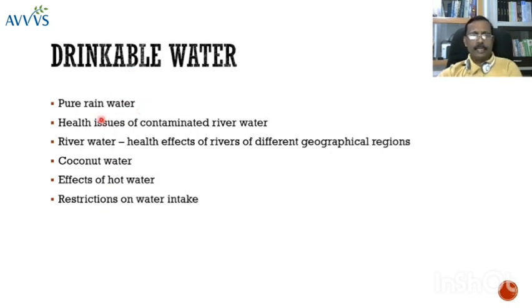While describing drinkable water, descriptions are there regarding what are the health effects of water. I'm not going into details. Pure rainwater, health issues of contaminated river water. Even the peculiarities or health effects of river water differ in different geographical areas in which that river flows. According to the geographical peculiarity of that area, the water will have some differences in their characteristics. So it will bring out some health problems also that are described. Those health problems also are discussed in that context. Coconut water, hot water, and restrictions on water intake. These details are available regarding drinkable water or Jalavargam.